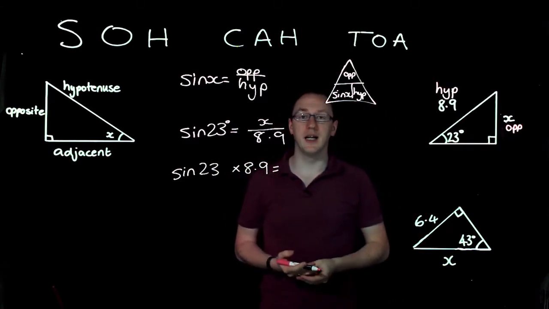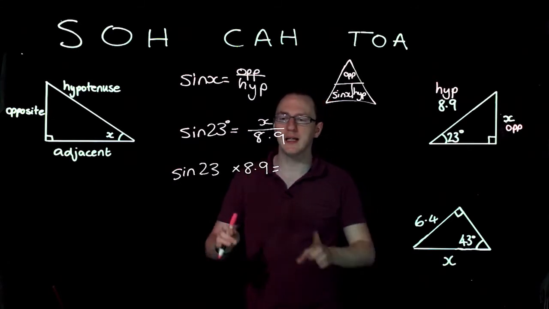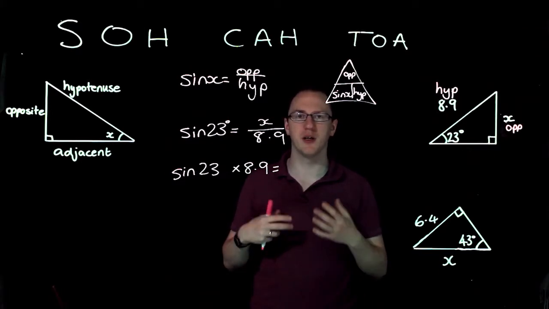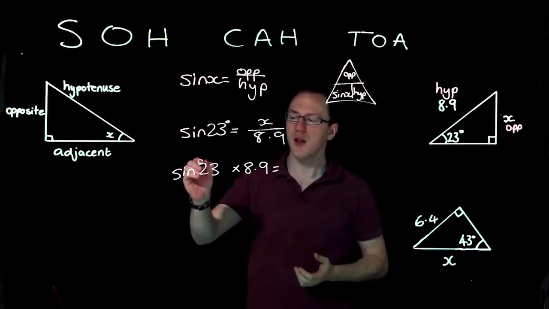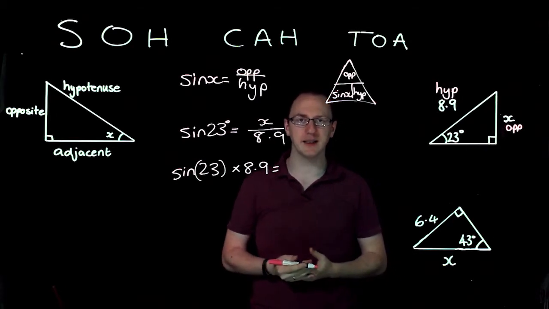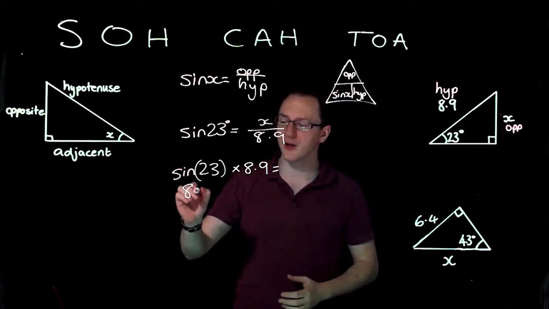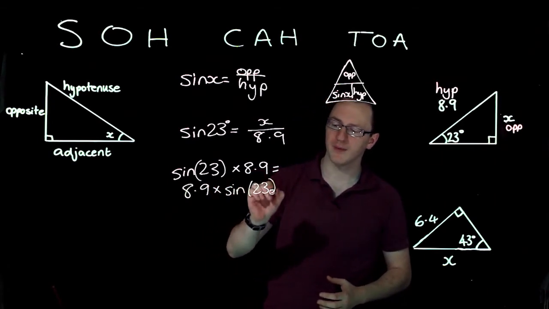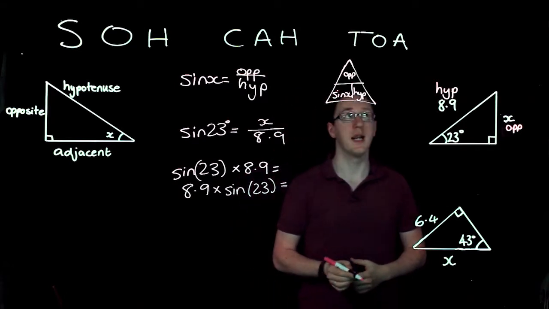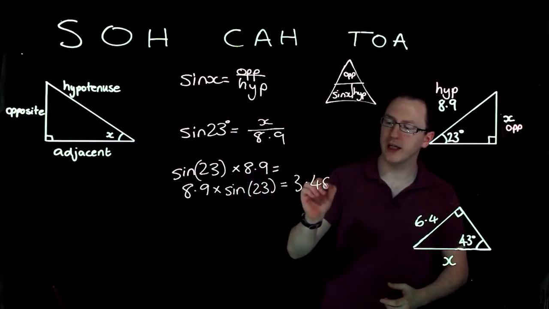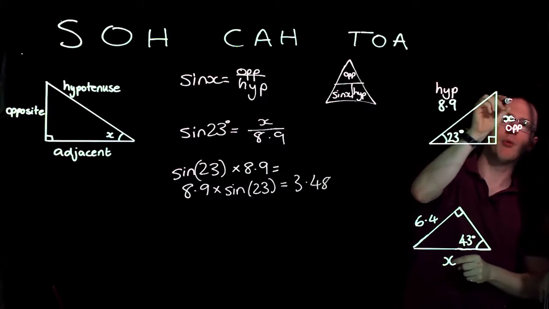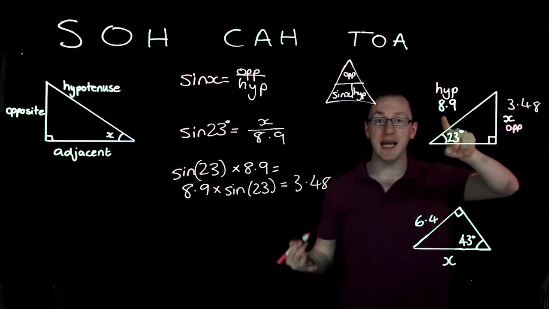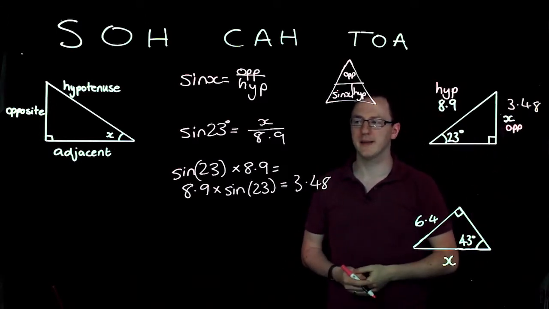Now, if you were to type that into your calculator, it's possible that your calculator would multiply these two numbers. So there's two ways we can get around that to make sure that it doesn't do the wrong calculation. The first is we can put the 23 into brackets. And the second is we could write it in the other order, 8.9 times the sine of 23. Either way should give us an answer of 3.48, which tells us that this side is 3.48. And a quick check, is it less than the hypotenuse? It is, so it seems to make some sense.